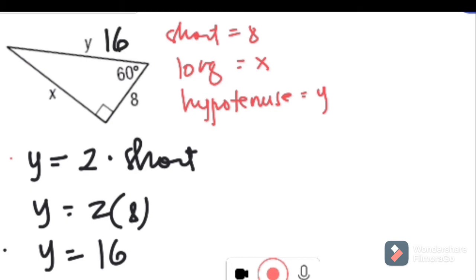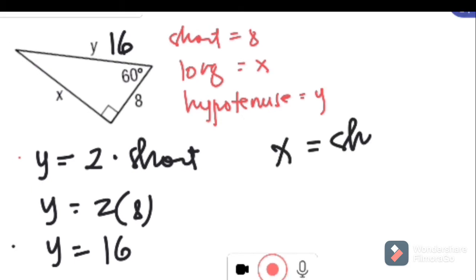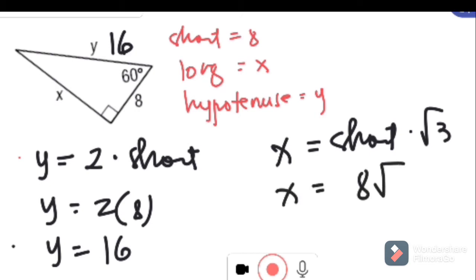Now let's find the longer leg. The longer leg is X. To find the longer leg, short times the square root of 3. So the measure of our short leg is 8. So X is equal to 8 times the square root of 3. So the answer is 8 square root of 3. So this is now 8 square root of 3.